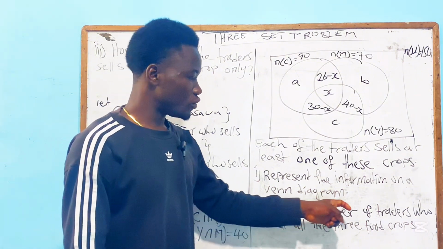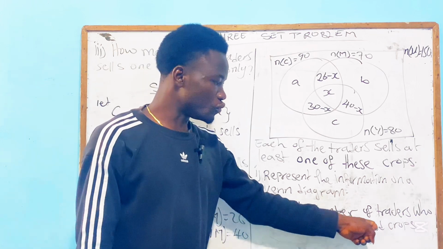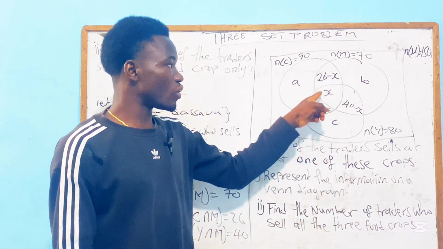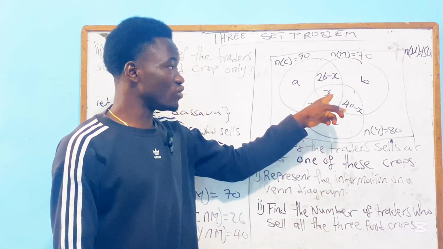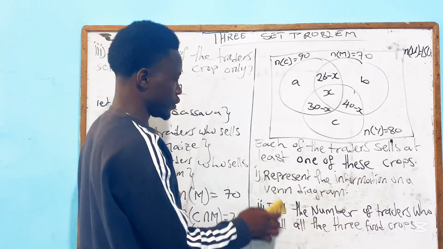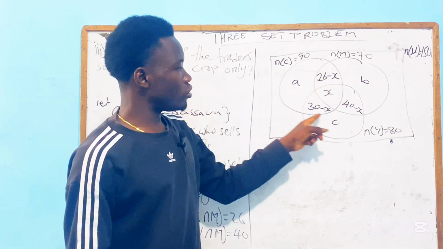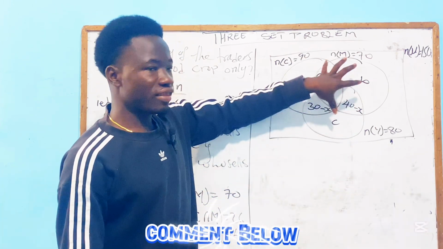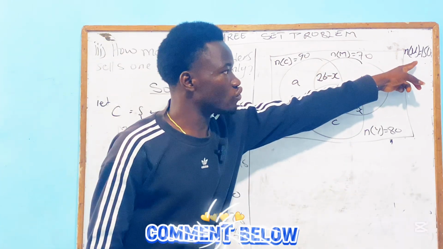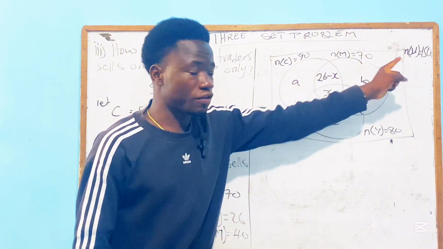Find the number of traders who sell all the three food crops. So they are looking for those who sell all three food crops. That is x here, the one in the middle. Okay, so I'm going to clean all this and we start. To get x, we need to add all the elements inside the Venn diagram and equate it to the universal set, which is 150.